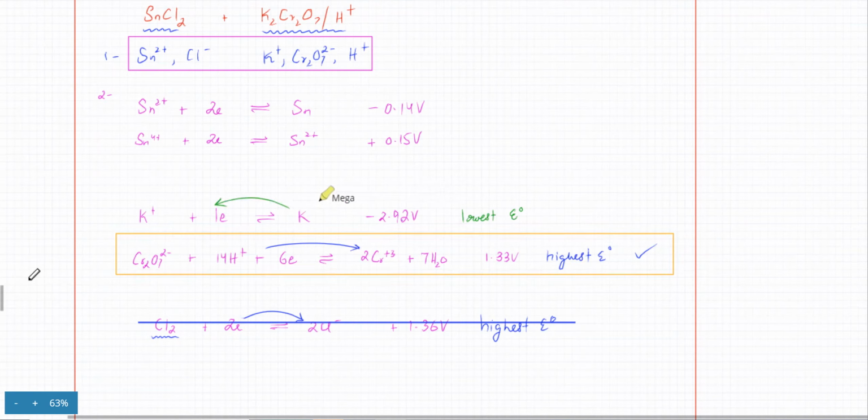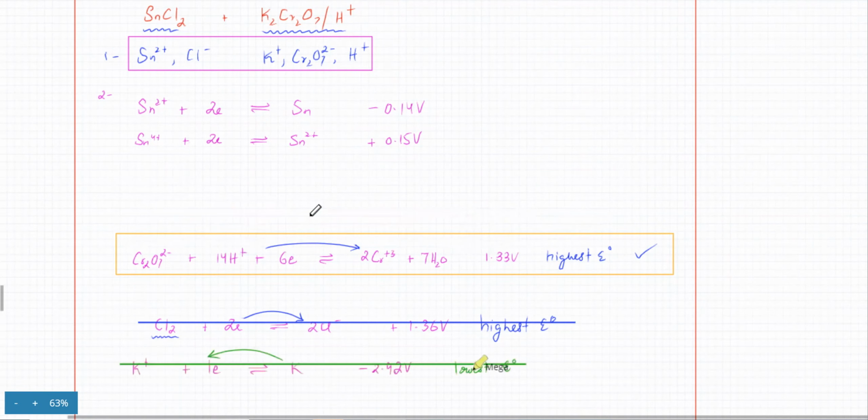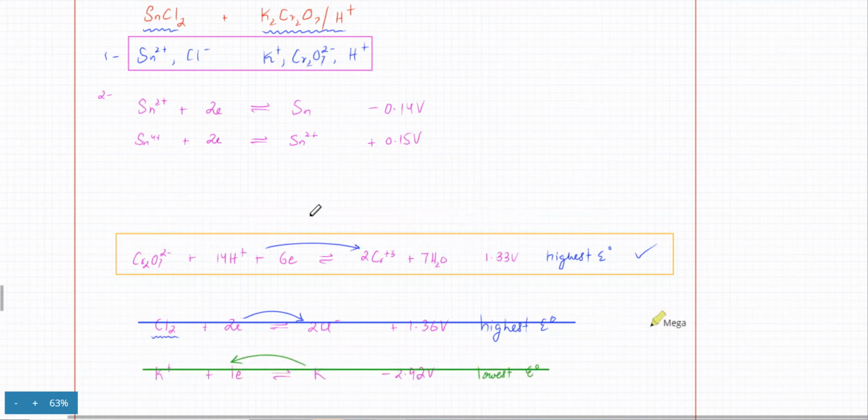And in my reactants, I don't have potassium. I have potassium ions, but I don't have potassium. So I can't select this equation because I don't have potassium in the first place. So I'm going to cut this one out. I'm going to remove this, because I don't have potassium. So how can it lose electrons?